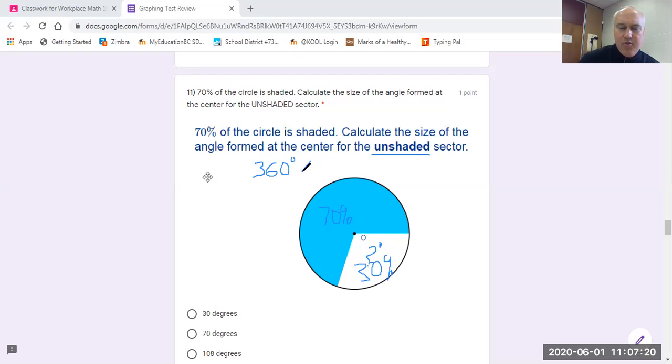So we're going to take that 360 and we're going to multiply it by the decimal portion that is the unshaded, which is 0.3. And when we do that, we should come out with an answer of 108 degrees. But we'll plug that into a calculator just to see, so you can see what this comes out to.